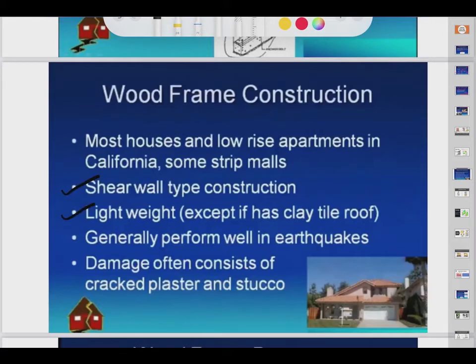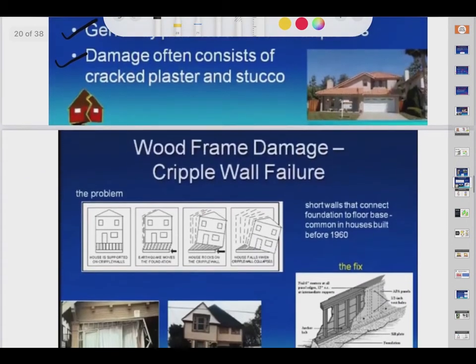They are lightweight. As soon as we say the building is lightweight, the inertia force will be less in this case, so the structure will not be affected much. They can sustain the force very easily, and they generally perform very well in earthquakes. Wooden frames perform well in earthquakes, and the damage often consists of cracking of plasters and stucco, which can be repaired very easily. Simple repair work is required.